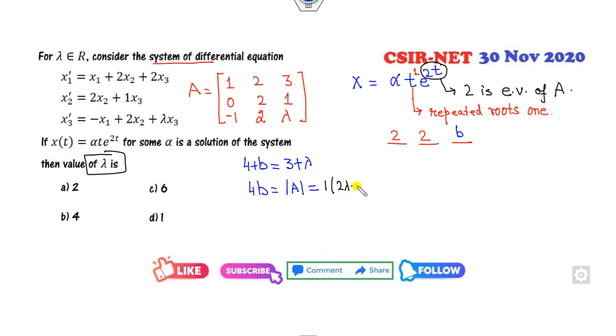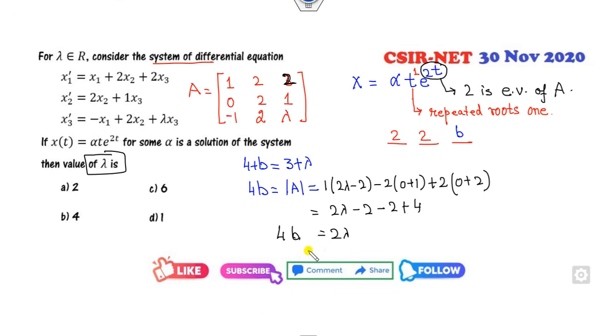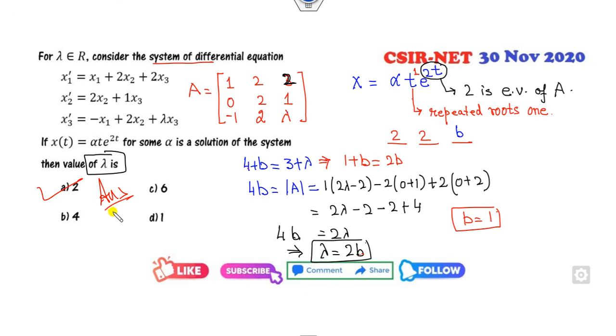1 times 2 lambda minus 2 minus 2, 0 plus 1. Sorry, it's a 2, it's twice. Plus twice of 0 plus 2. So what is that? 2 lambda minus 2 minus 2 minus minus plus 4. So here, lambda will be twice of B. So I can substitute this value here. It's 1 plus B is 2B. So B will be 1. So once B is 1, lambda will be 2, which is the right answer of the problem.